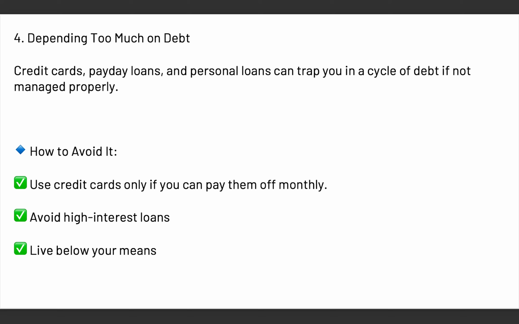Now, the first one is use credit cards only if you can pay them off monthly. So for example, if you are using a credit card, or maybe you're in a country that offers credit cards, make sure that you are able to pay off your credit card every month. Even if you can't pay everything, make sure you can pay a huge amount of your debt every month. Now, the second one is to avoid high interest loans. So if you're the kind of person that takes loans, make sure you avoid high interest loans. Really, really important. And then number 3 is to live below your means. So this means that you should live below whatever you are making as your income. So that's how you can avoid this mistake.